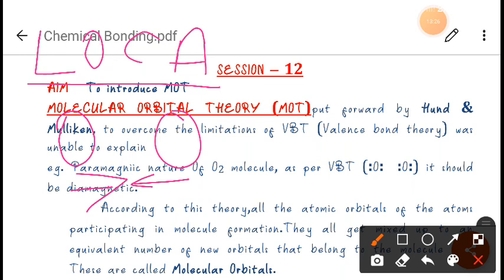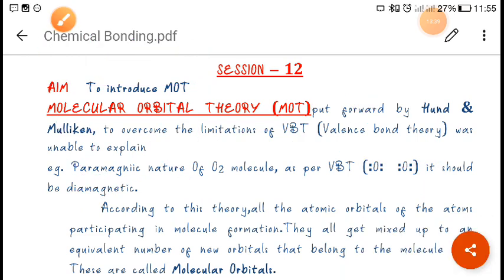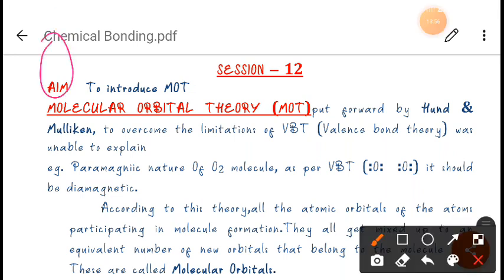Their atomic orbitals of comparable energies combine to form what? Molecular orbitals, right? During this process, when these two atomic orbitals approach each other, there can be two possibilities.